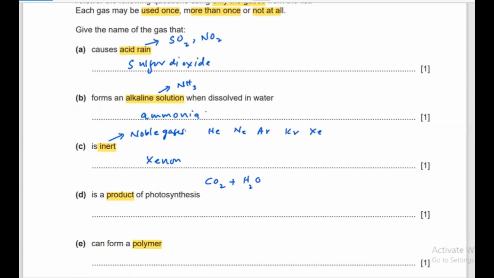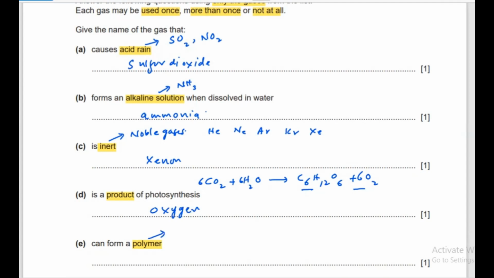Is produced by photosynthesis, or the product of photosynthesis. Photosynthesis is the reaction of carbon dioxide and water to get glucose plus oxygen. So there are 6 carbon, then 12 hydrogen. You can put 6 here, 6 here. So two products are there, glucose and oxygen. So these are the two reactants. So oxygen is the product.